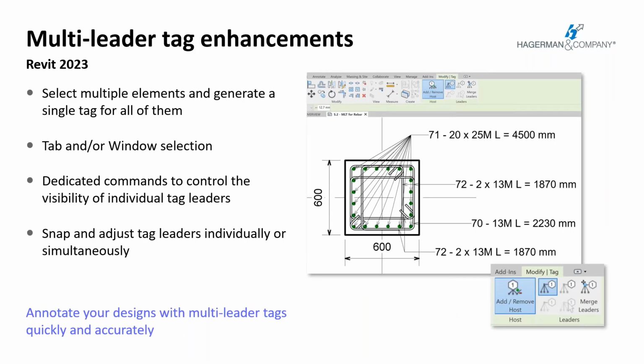Moving right along with some tag enhancements here. So Revit 22 introduced the ability to associate a tag with more than one object and create multiple leaders from a single tag.